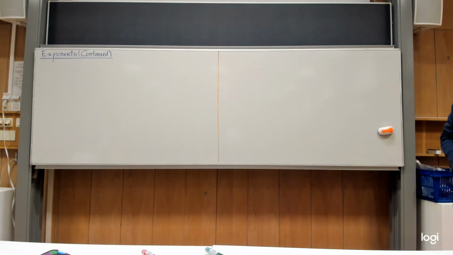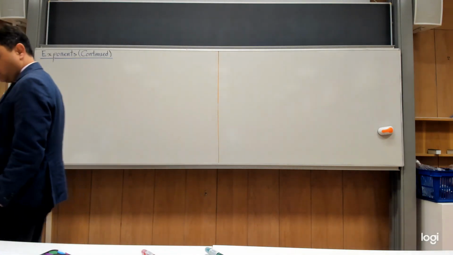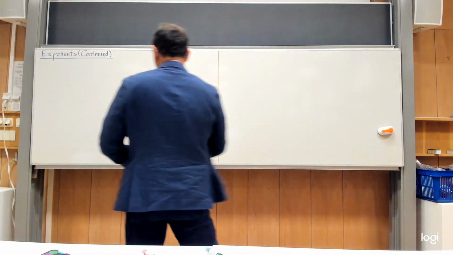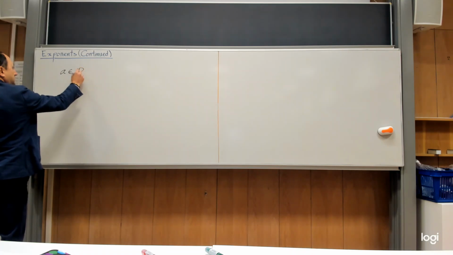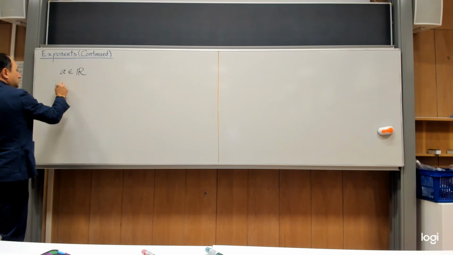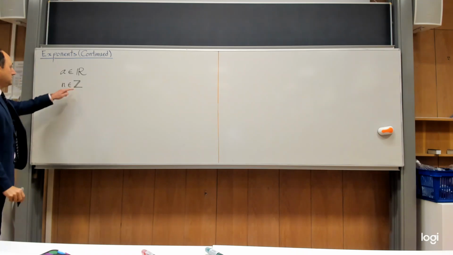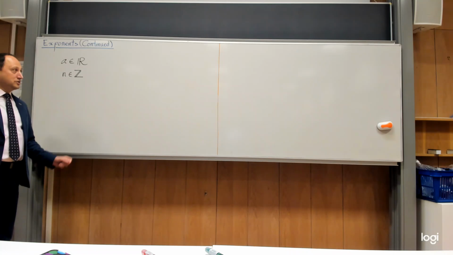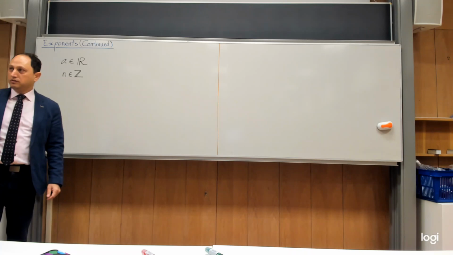Yes? Okay, so let us start continuing our discussion about exponents. So we learned two types of exponents. I told you that if A is a real number, this means A belongs to the set of real numbers. And then we learned what to do if n belongs to the set of integers. Yes, do you remember? This is the set of integers.